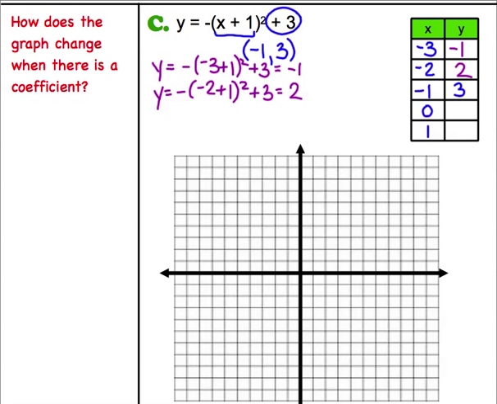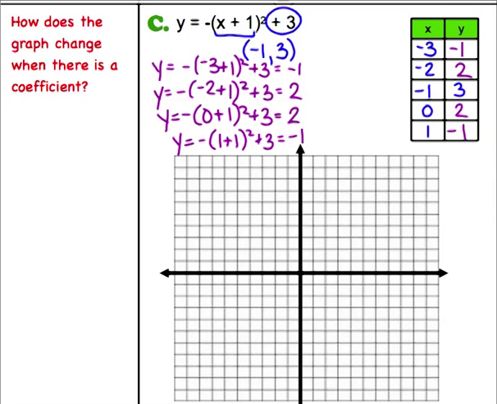Then we have 0. So y equals the negative of 0 plus 1 squared plus 3. 0 plus 1 is 1. 1 squared is 1. Take the negative of that, which is negative 1, plus 3 is 2. And y equals the negative of 1 plus 1 squared plus 3. 1 plus 1 is 2, 2 squared is 4. Take the negative, which is negative 4, plus 3 is negative 1. Finally, we're going to make these points to graph it.